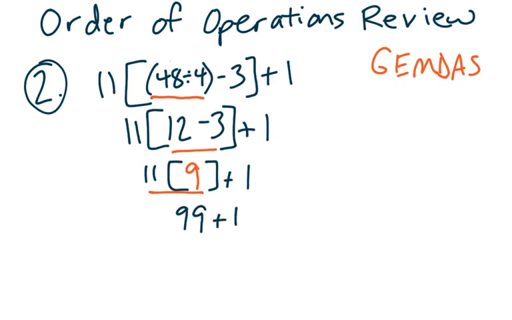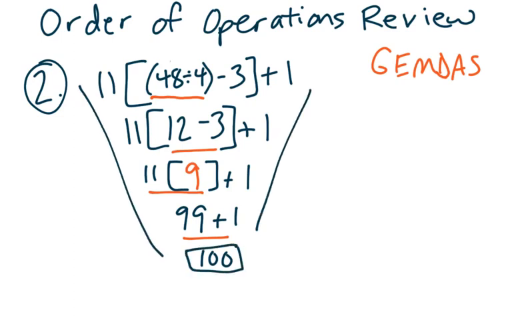And then the only thing that's left, of course, is our addition. And 99 plus 1 is 100. So our final answer is 100. And remember, we know that that does make a nice little triangle as it goes down. So our second example, our final answer is 100.